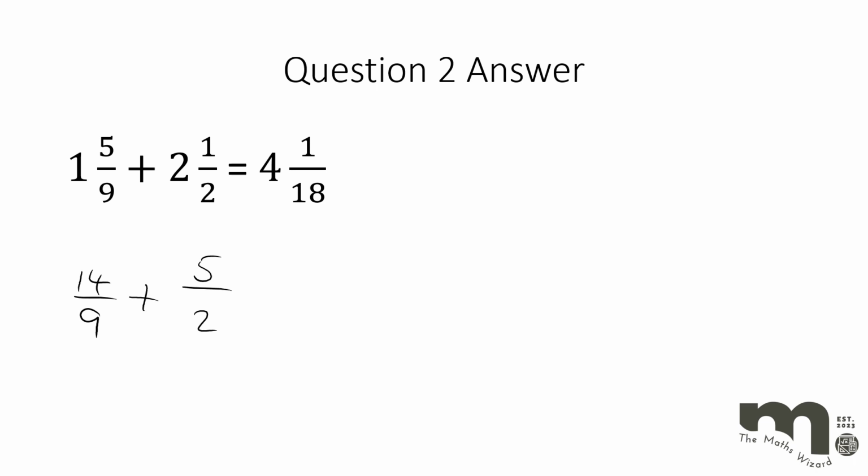Okay, so now we've got to make sure, as we would with a proper fraction, that we've got the same bottom numbers. So the way that we can do that is we can do 9 times 2, which is 18.